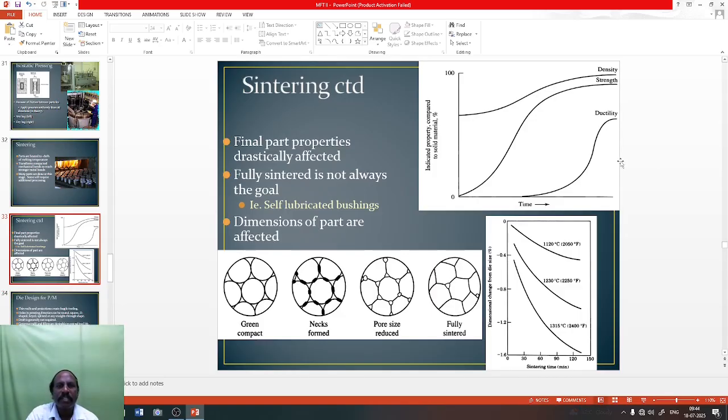Right. So, sintering continuation. Final part properties are drastically affected. Fully sintered is not always the goal. The dimensions of the parts are affected. So this will be the time, and the density will be here. The dimensions change at temperatures of 1120, 1230, and 1315 degrees Celsius. These are the Celsius temperatures. It goes from green compact to net formed, pore size reduction, fully sintered. So these are the process stages, right?